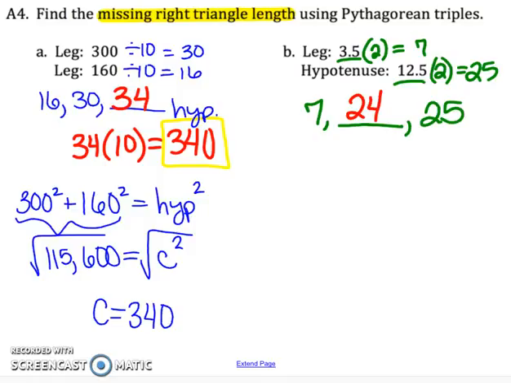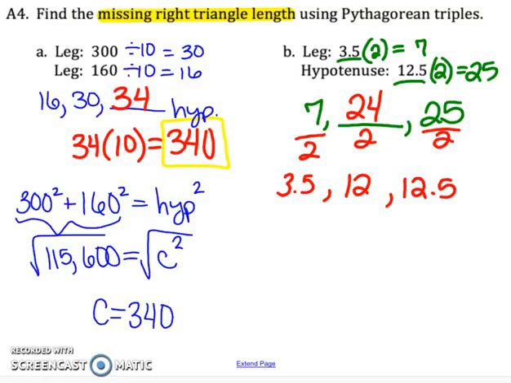Now again, I did multiply everything by 2. So I'm going to divide by 2 to find that length. Divide by 2, that gives me the 3.5 again. Divide this by 2, that gives me the 12. And divide by 2, that gives me the 12.5 again. So my missing leg length is 12.